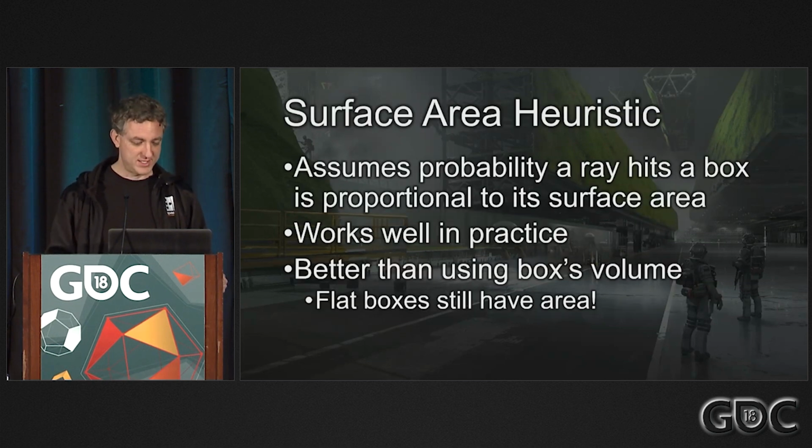So the surface area heuristic assumes the probability of a ray hitting a box is proportional to the box's surface area. And this is true for random rays that start outside of a box. And it works really well in practice, and it's better than using the box's volume, because flat boxes still have area, even if they have no volume.